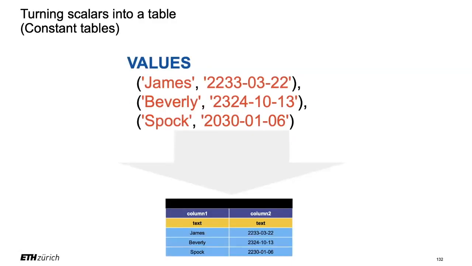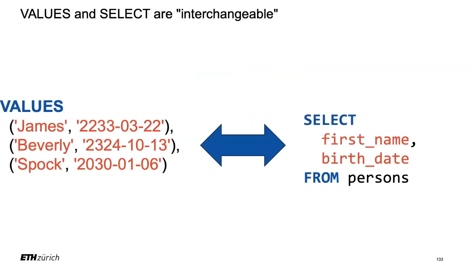What's very important is to understand that values and select from where are interchangeable. Whenever you can put a select from where, you can put instead a values, and whenever you have a values, you can put instead a select from where. They are at the same level. You have a question? Yes.